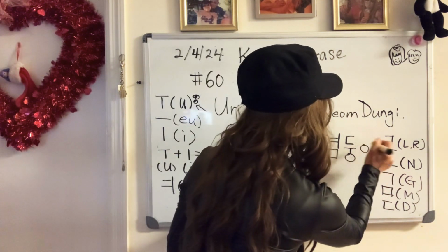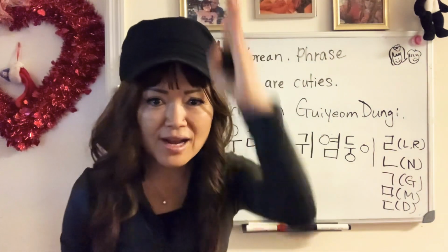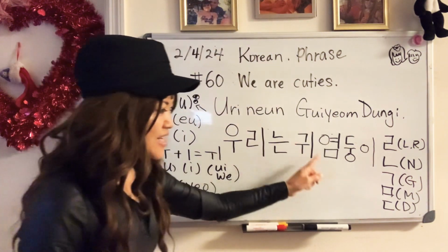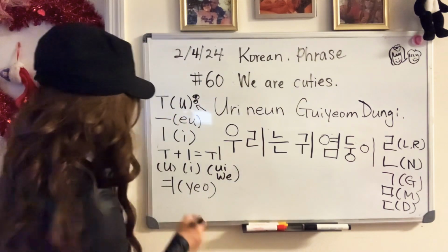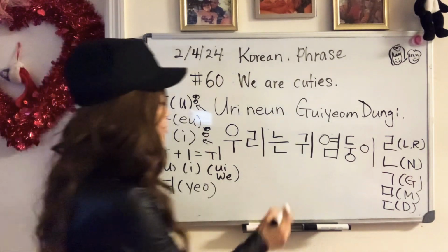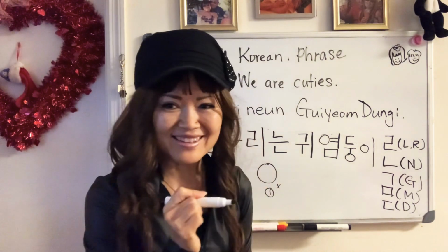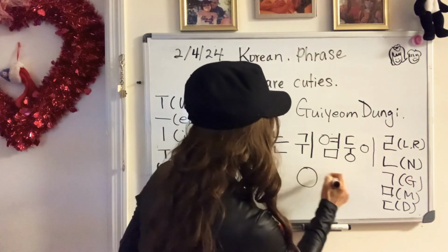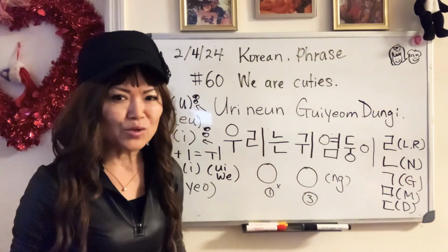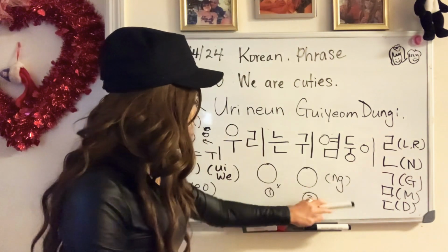And then circle is in first position. No sound. Shh. Only pronounce vowel. Vertical line, E. So, gui, yum, dung. That's it. Yes. Please remember, if a circle is in first position, shh, no sound. But in third position, NG sound. Third position is called 받침. Okay?